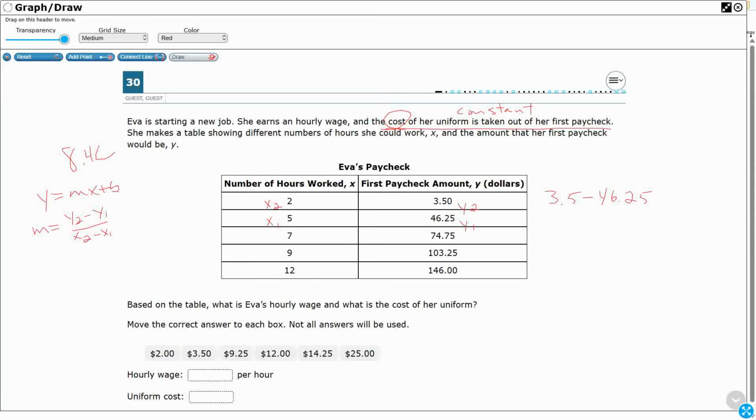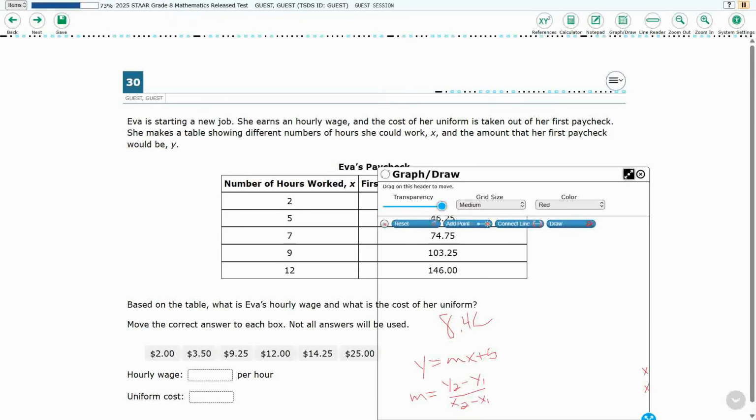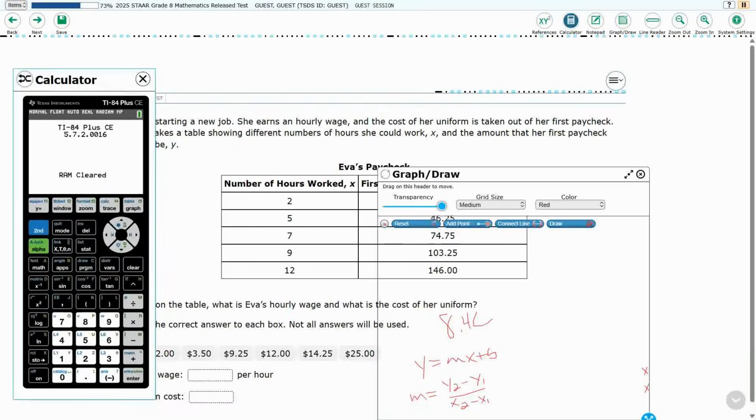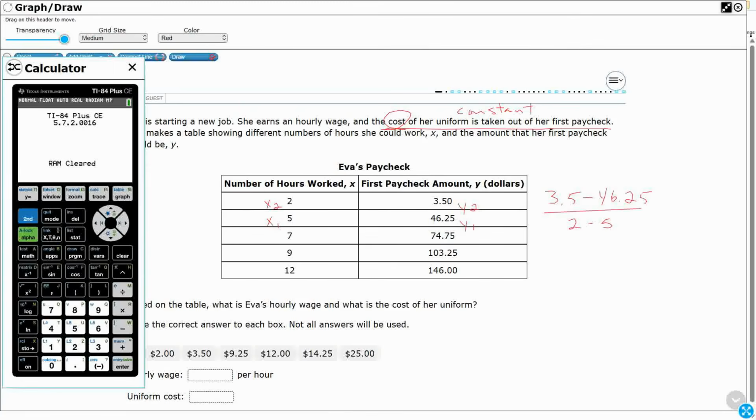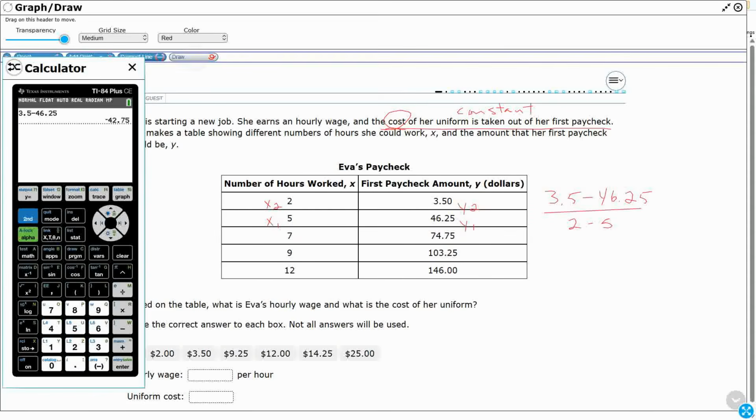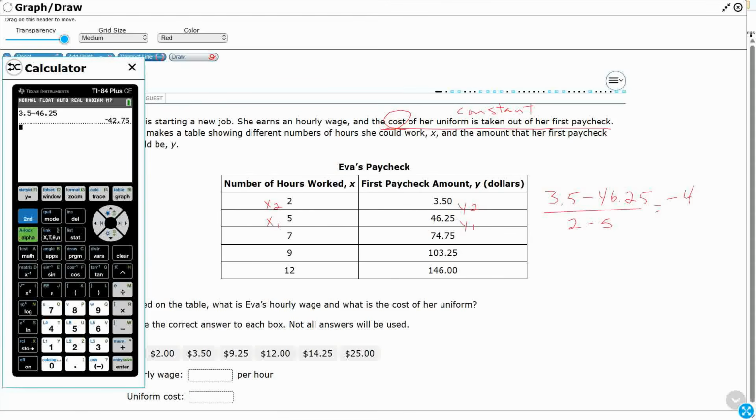46.25. Now, it doesn't matter that that's going to end up being negative, because my denominator is going to be negative. So two negatives are going to end up canceling out, making a positive. So she doesn't earn negative money. She's going to earn positive money. So let's do 3.5 minus 46.25. And that is going to be negative 42.75. We're going to divide that by negative 3. 2 minus 5 is negative 3. So let's divide that by negative 3. Okay, so $14.25. That makes sense.